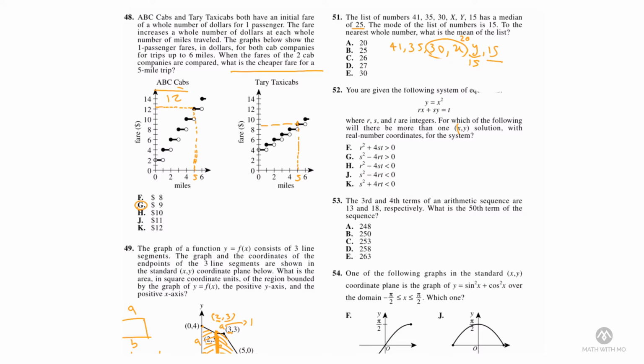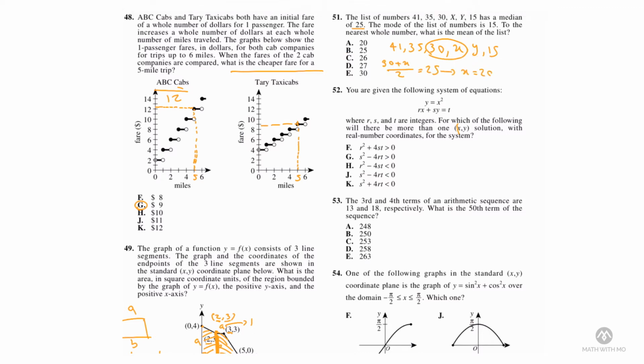All right. So what is the mean of the list? The mean is the average. Now what we need to do is just add all of these and divide by 6. So 41 plus 35 plus 30 plus 20 plus 15 plus 15, divided by 6, is 26. C is the answer.